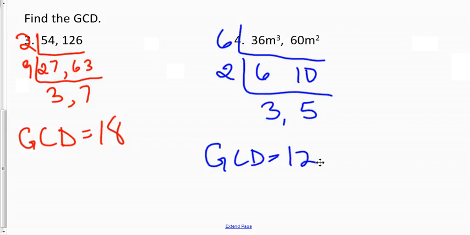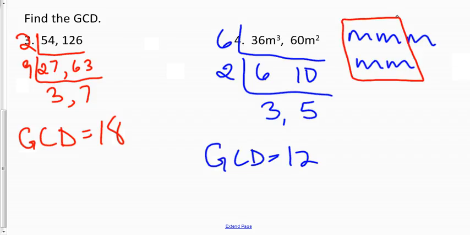which is 12. Now I want to look at my variables, m to the 3rd, right? Remember that means m times m times m. m squared means m times m. And what do they share? What's the most amount of m's they share? Well, they share m squared. So my GCD is going to be 12, and then the variable piece, m squared. And that's how we find prime factors and the greatest common divisors.